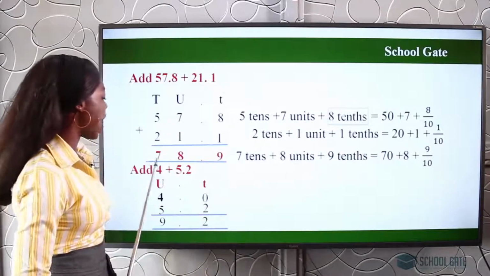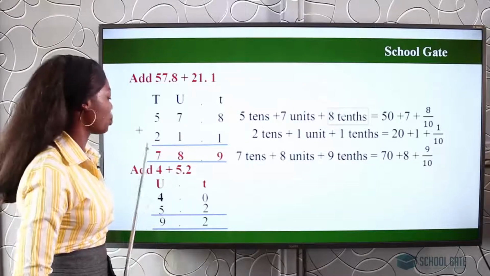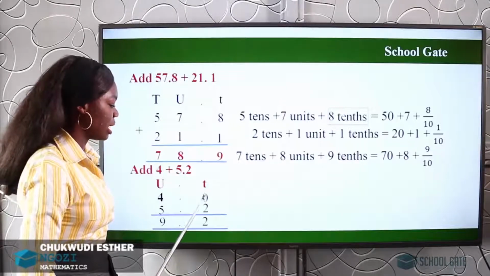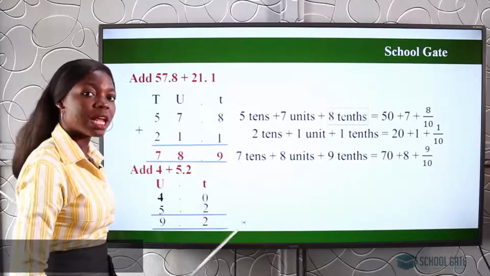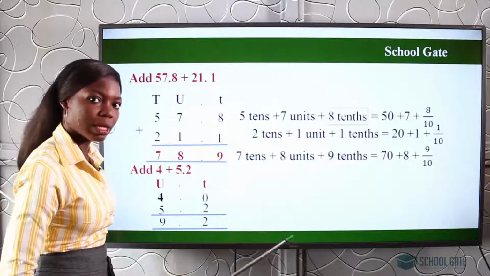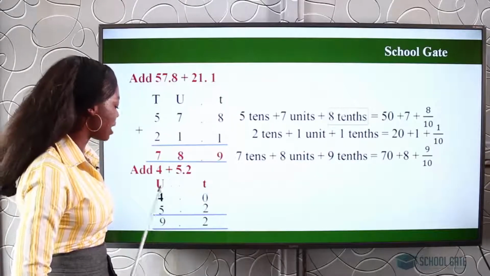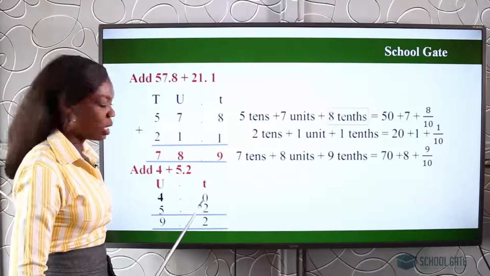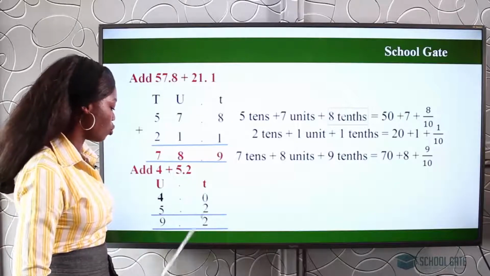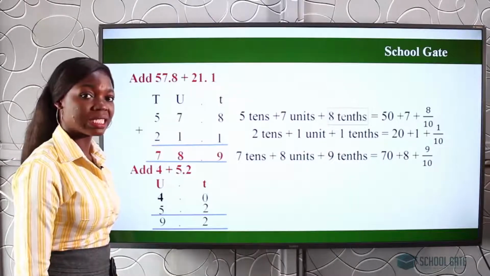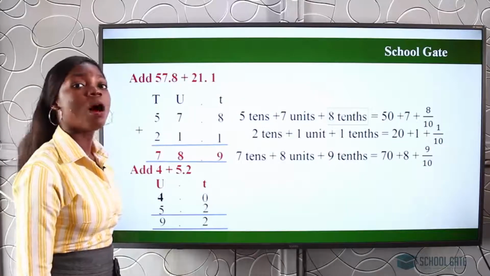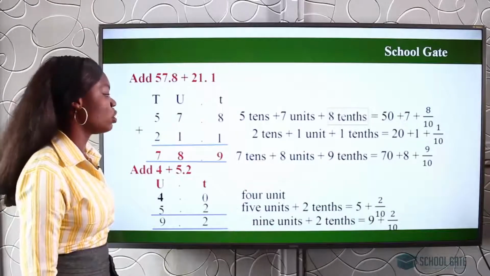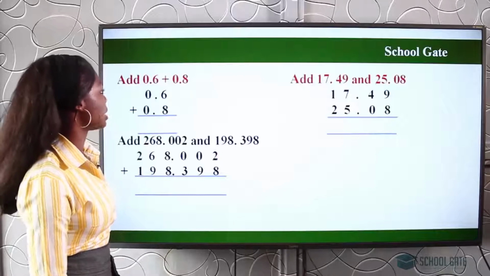The same with this. Add 4 plus 5.2. Now the 4 is under the unit. Point, the tenth is 0, so that we'll be able to add well. Since the second number has 5.2, that's why we just place 0 there. So 0 plus 2 will give us 2, 4 plus 5 will give us 9. Then we put our decimal point. Are we getting it, kids? So we have 9 units plus 2 tenths, and we get our answer.